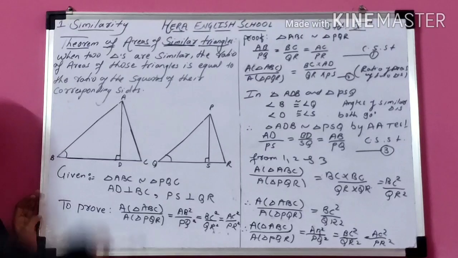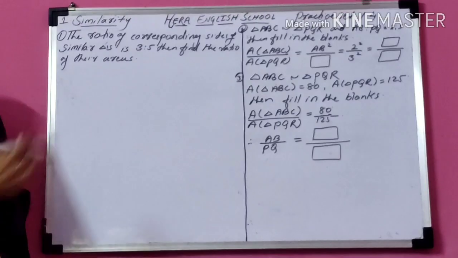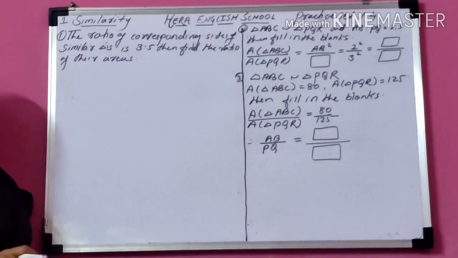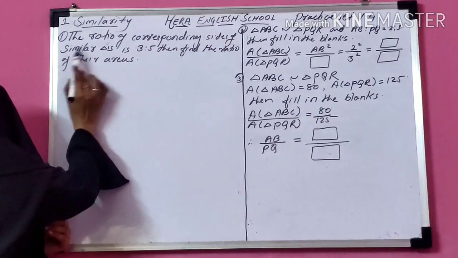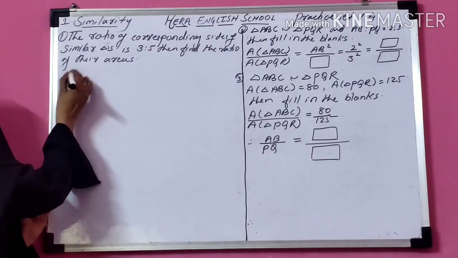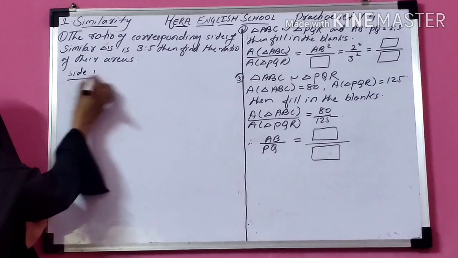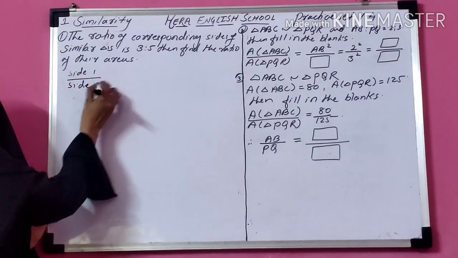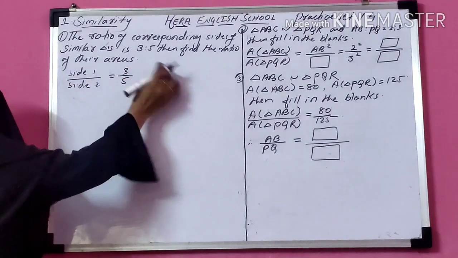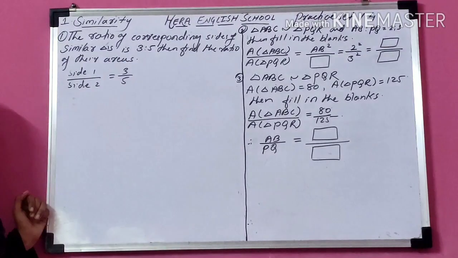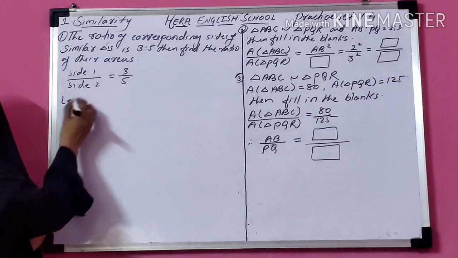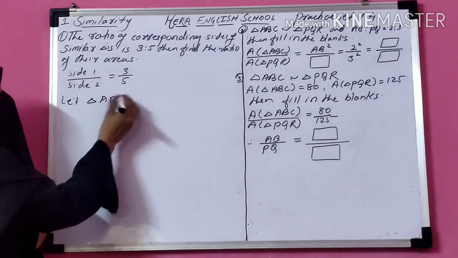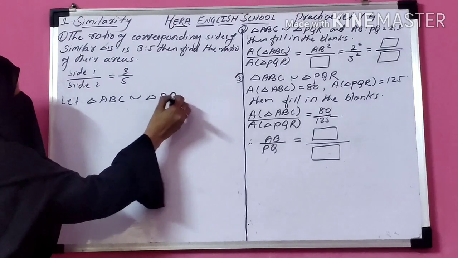And exercise 1.4 is based on this theorem. Let's start practice set 1.4, based on ratio of areas of similar triangles. Okay. First question: ratio of corresponding sides of similar triangles, that is, side 1 upon side 2, is given as 3 upon 5. Then find the ratio of their areas. So the triangle name is not given, so you can suppose the triangle names. So I suppose triangle ABC is similar to triangle PQR.